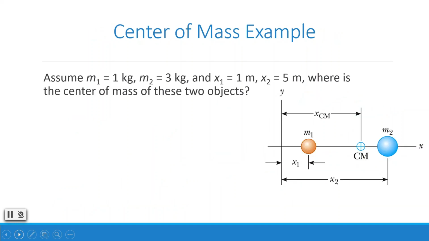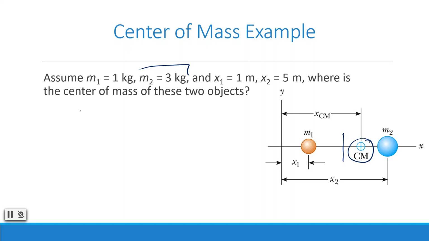So we can actually do this. Let's assume that M1 is 1 kilogram and M2 is 3 kilograms, and we have X1 is 1 meter and X2 is 5 meters. If we think about what's going on here, M2 is about 3 times larger than M1. So when we think about that, here's our dead center. We are not going to be there. It's going to be about 3 times closer to M2 than it is to M1. So we're going to see, based on this value, somewhere between the midpoint and where M2 is.